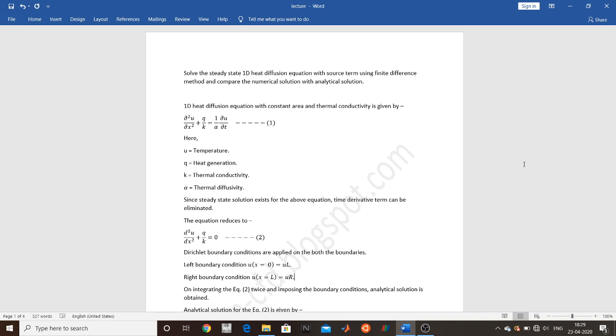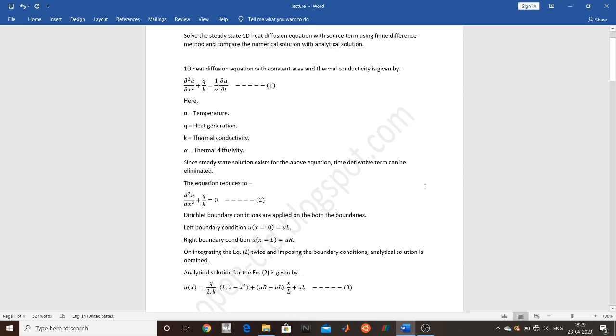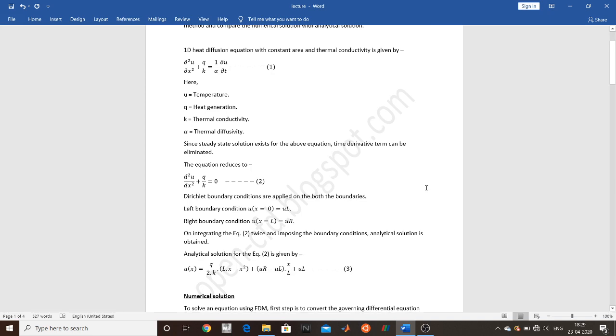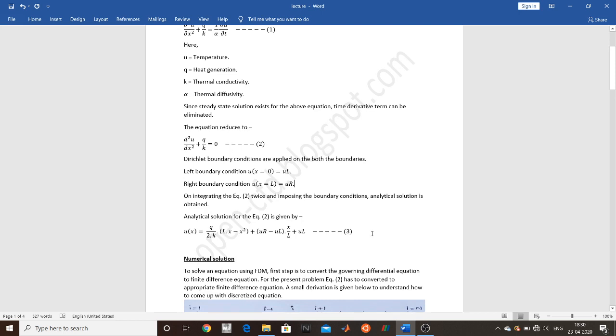To get the analytical solution, we integrate equation number 2 twice and plug in the boundary conditions. On doing so, we reach equation number 3. We're going to use this equation number 3 to validate the results that we get using the finite difference method.